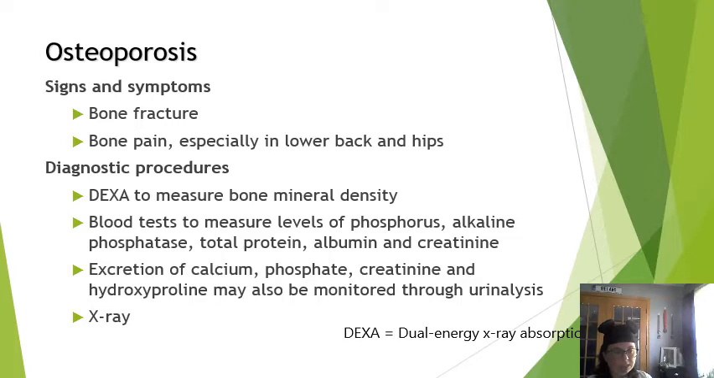A blood test measures levels of phosphorus, alkaline phosphatase, total protein, albumin, and creatinine. Excretion of calcium, phosphate, creatinine, and hydroxyproline can be monitored through urinalysis as well.